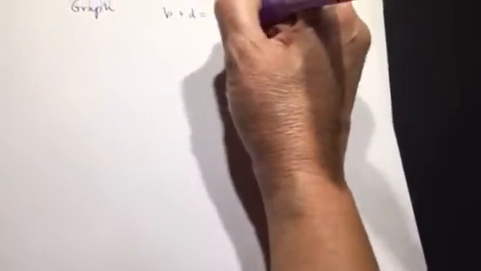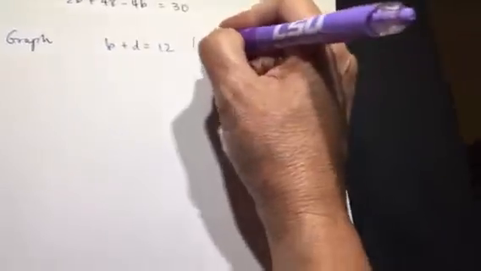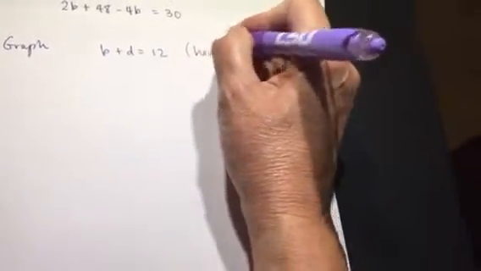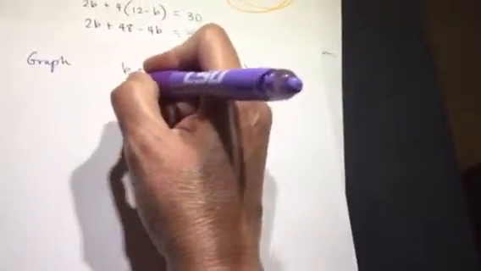So for the graph, I would do this. I have my two equations. For the graph, I need the equations. B plus D equals 12. That one's for the heads. And then for the feet, 2B plus 4D is 30.